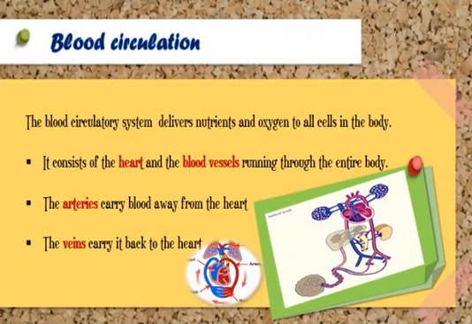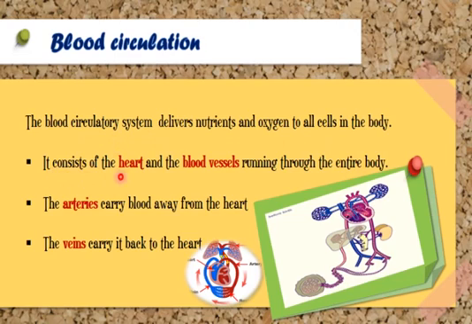So dear students, we are talking about the circulatory system in your chapter, Transport in Human, which is mainly the blood circulatory system, and we have already discussed its components like heart and blood. Now we are talking about how blood is circulated in the blood vessels. The blood circulatory system delivers nutrients and oxygen to all cells, because blood is circulating in the blood vessels in all parts of our body.